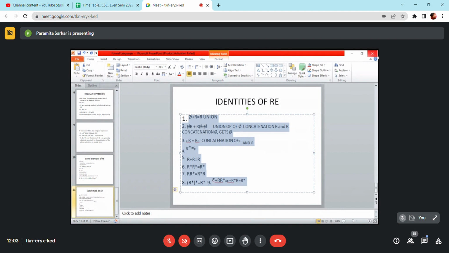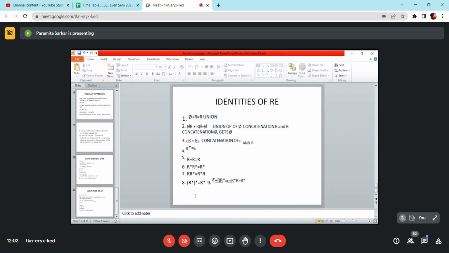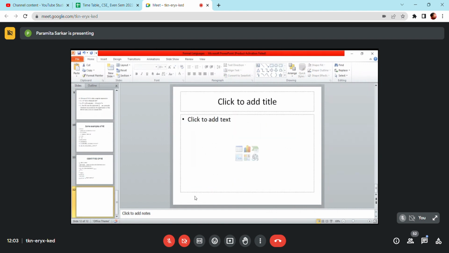Okay, so there is one theorem in your syllabus, Arden's theorem. It will take more time writing every equation using Word or PPT. I am sending you the statement of Arden's theorem to the group. Okay, so what does it say?